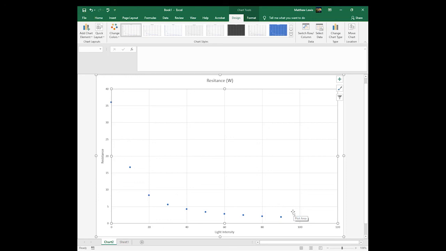Now we can use that in circuits to sense light. So for example, if you've got lights at home that switch on only when it's dark, they're designed to switch on when the voltage across your LDR gets to a certain level, and then they switch on.